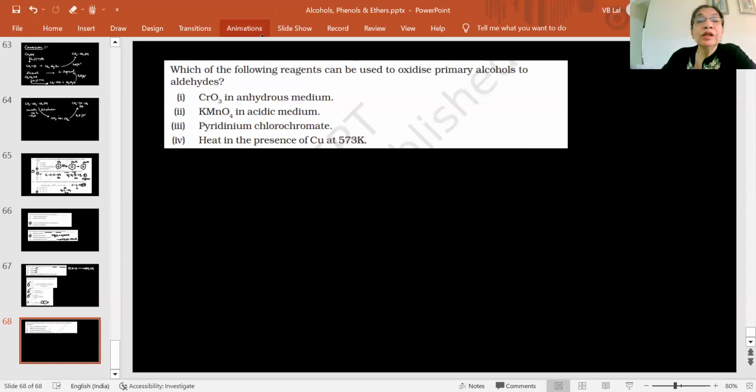Which of the following reagents can be used to oxidize primary alcohols to aldehydes? Who will answer this question? Quickly tell me.